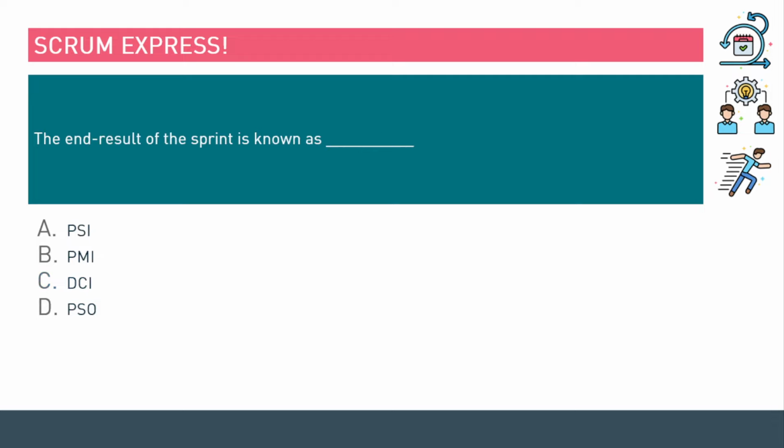Next question. The end result of the sprint is known as what? Hit the pause button if you need more time. The answer is potentially shippable increment, or as you read, increment. So the answer is A. These are trickier than what you could glean from just reading the guide.